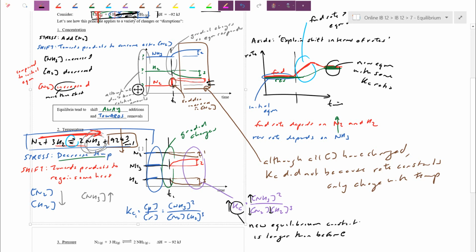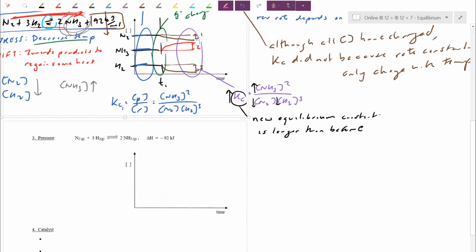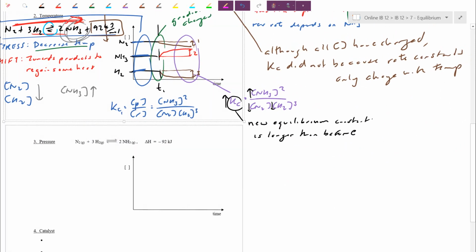Oh yeah, cool it down. Oh yeah, I want to regenerate more heat. It's not like the system has a mind of its own. How does it know to shift to the right? What I want to do with you here, again, this is just an aside. This hopefully will just help explain this temperature factor a little bit more. As an aside, again, I want to just explain in terms of rates.